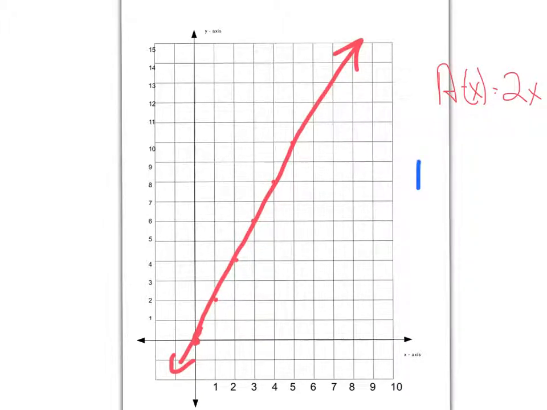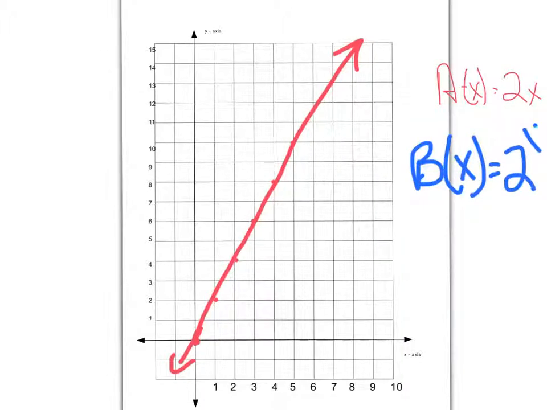Now let's look at b of x being 2 to the x. At a value of 0, b of x is 1. At a value of 1, b of x is 2. At 2, b of x is 4. And at 3, b of x is 8. At 4, b of x is actually 16, which is just off the graph.